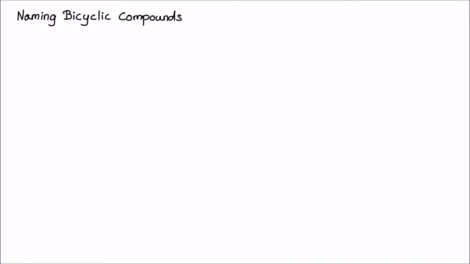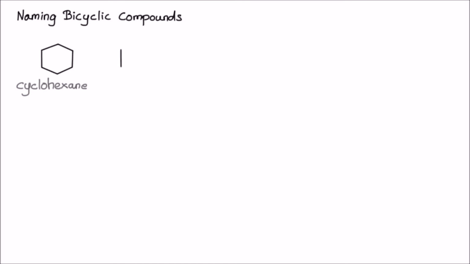Now congrats, you just mastered the nomenclature of complex alkanes. So let's go further. Let's name slightly more complex hydrocarbons. So what are bicyclic compounds? That's a cycle, we know that, and it has 6 carbon atoms, so we call that cyclohexane.